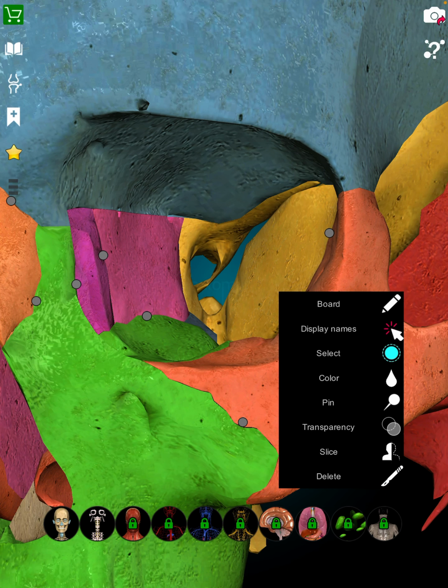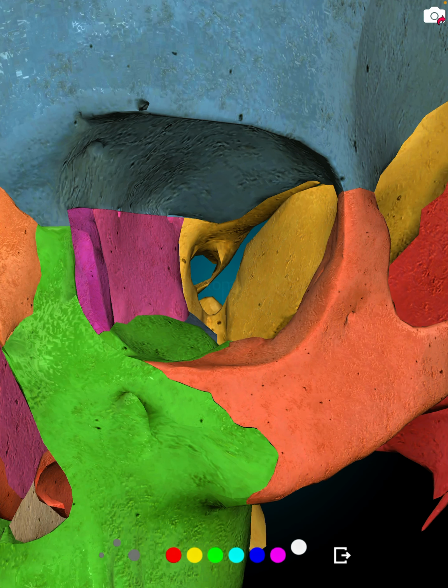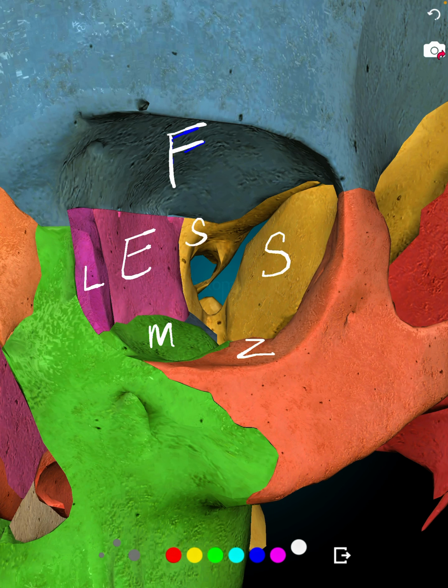Once again, I'll point out the bones for you. If you know these bones, it's very easy for you to identify what is what. So this is your frontal bone over here. This is your ethmoid bone. This is your lacrimal bone. You have maxilla, zygomatic, and sphenoid bone.